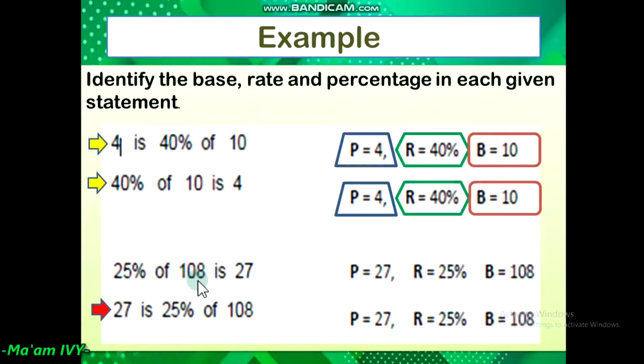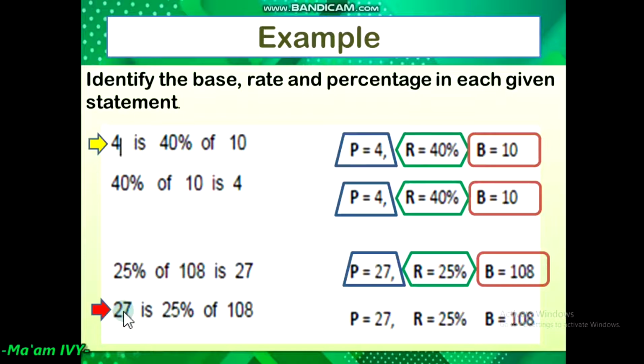Next example is 25% of 108 is 27. Let us identify our percentage. Our clue here is the word is. So our percentage is 27. Next, how about our rate? Of course, it has the percent sign, which is the 25%. And lastly, our base. Look at the clue, kids. The word of. So our base is 108.